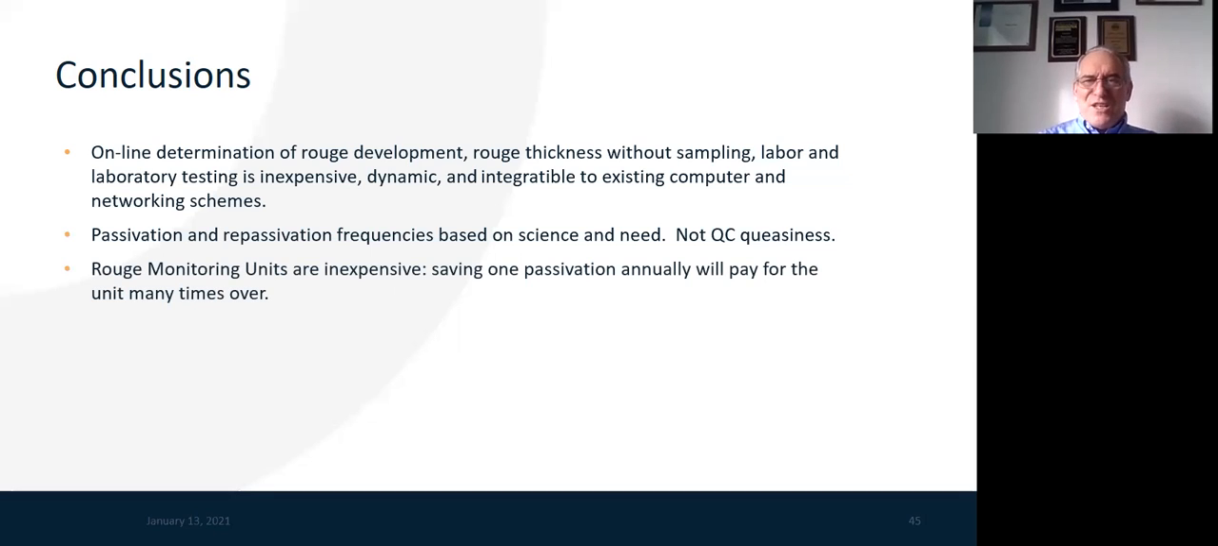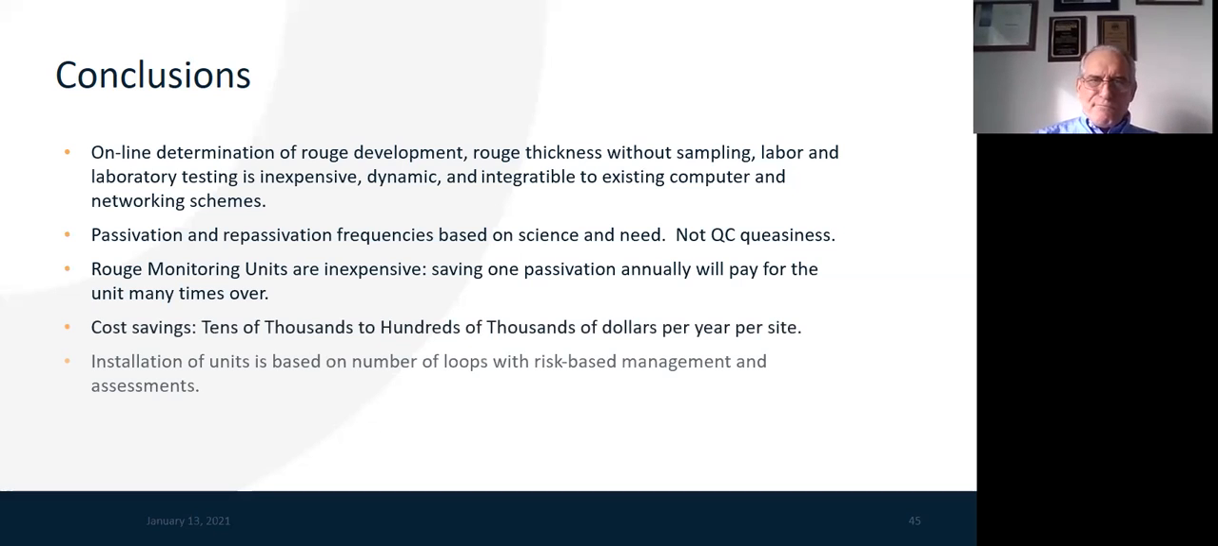Rouge monitoring units are inexpensive. Saving 1 passivation annually will pay for the unit and the installation many times over. Depending upon how many loops you have and how large your water system is, the savings could be hundreds of thousands of dollars to $750,000 or greater per site. And if you're looking at company-wide setting up a Rouge monitoring system on a multinational, the savings are millions of dollars per year. Installation of the units, though, should be based upon the amount of loops that you have and doing a risk-based assessment of your system.